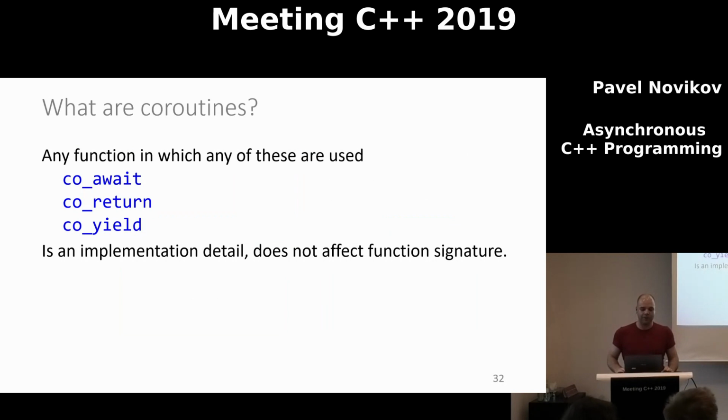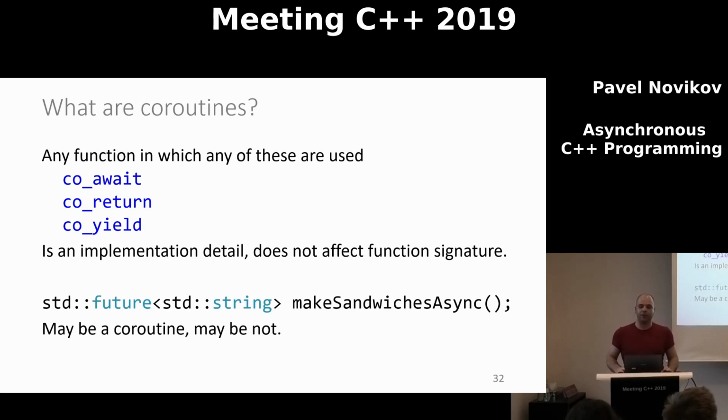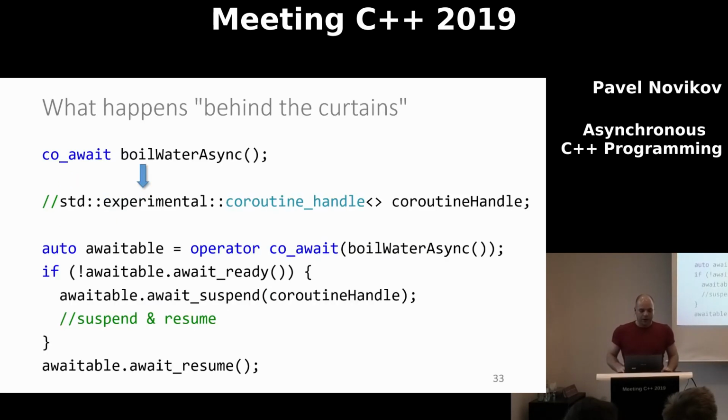So let's see a little bit deeper what are coroutines. Any function becomes a coroutine if it contains at least one of co_await, co_return, and co_yield. And you can't tell if a function is a coroutine from outside, because it is not stated in the signature of the function whether it is a coroutine or not. It's an implementation detail. So let's see what everything of this does. co_await roughly translates to this.